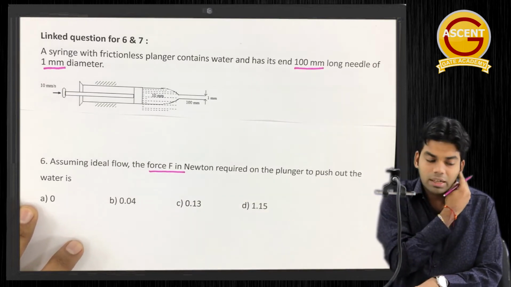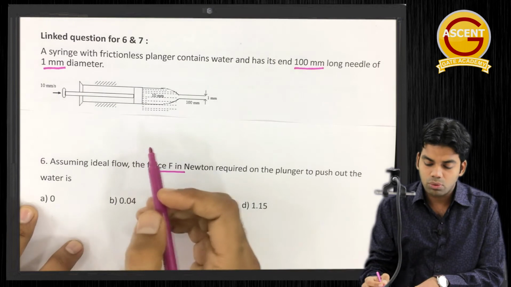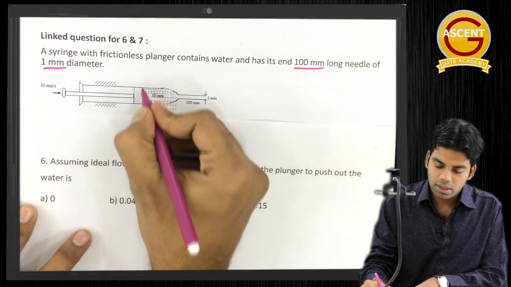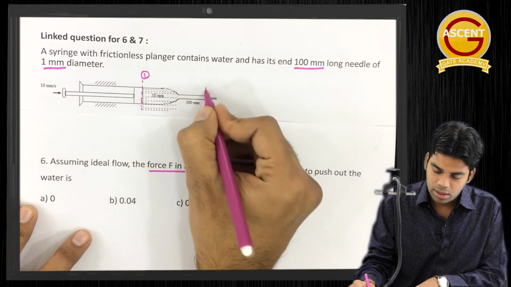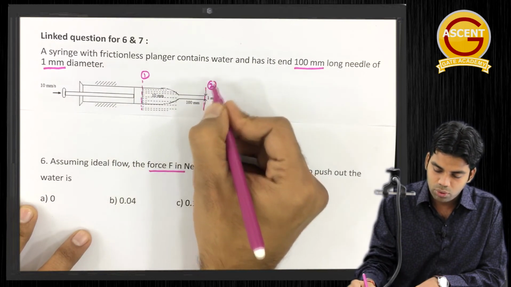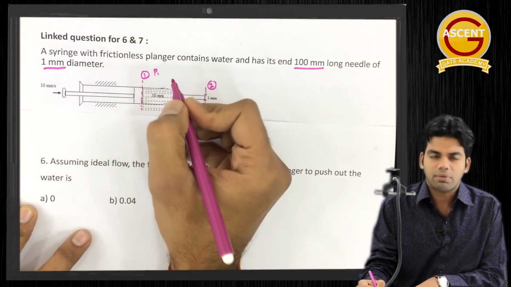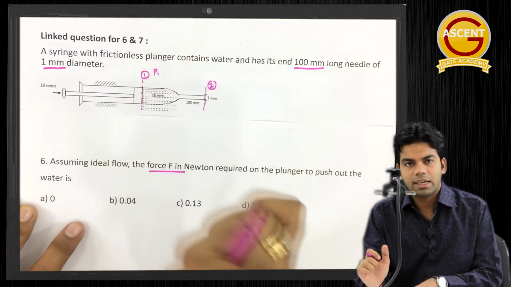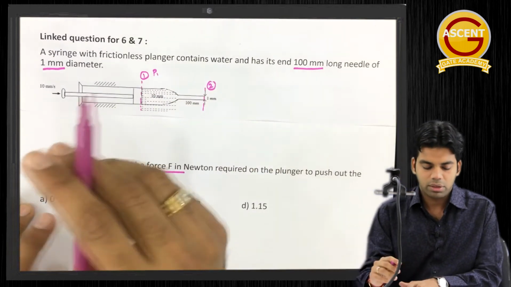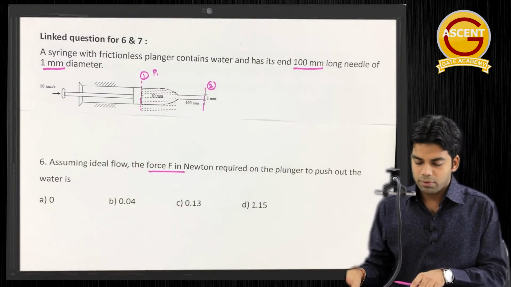In order to determine the force, the first thing is to determine the pressure, how much pressure is acting here. Suppose this point is point 1 and the exit point is point 2. Obviously if I can determine the value of P1, the pressure at point 1, then pressure into area will directly give me force. So I have to calculate this value P1. How can we calculate this P1?